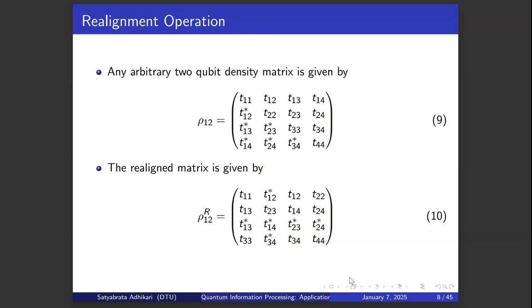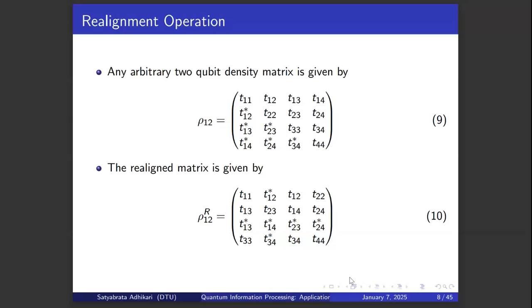So what does this mean? This means that this realignment operation is neither positive nor completely positive. Since the partial transposition operation is positive but not completely positive, and the realignment operation is neither positive nor completely positive, in any case they are not completely positive operators. Since they are not completely positive, they cannot be realized in an experiment, because they cannot be written in terms of Kraus operators. Kraus operators are very essential operators that may be implemented in the experiment.